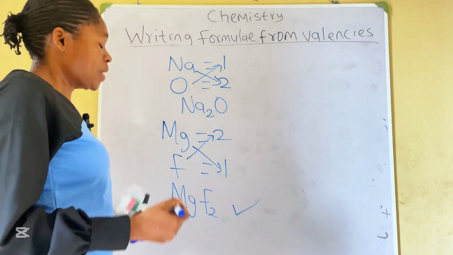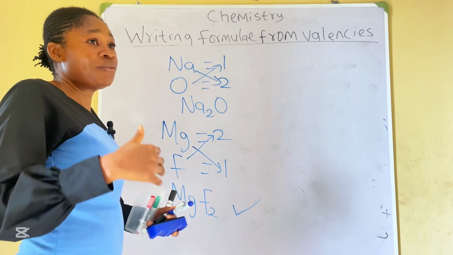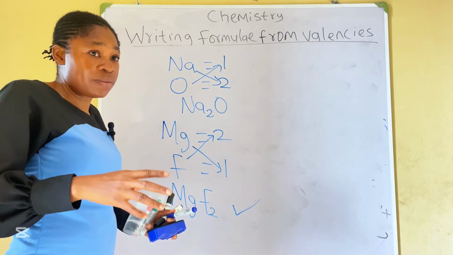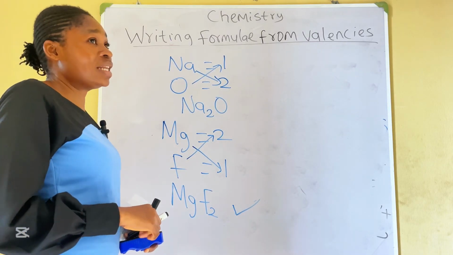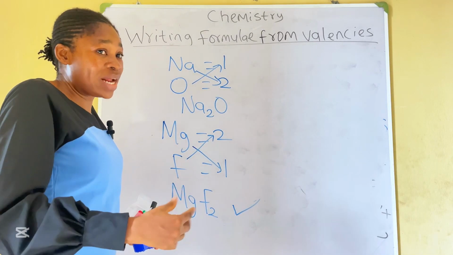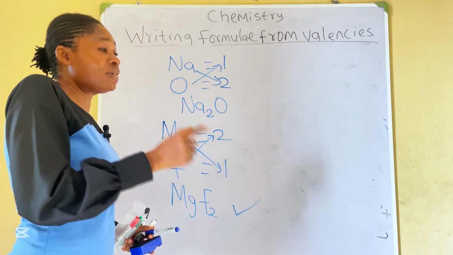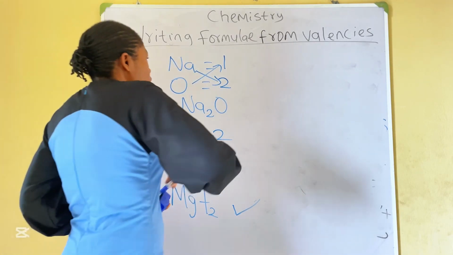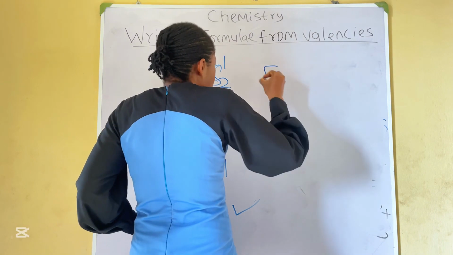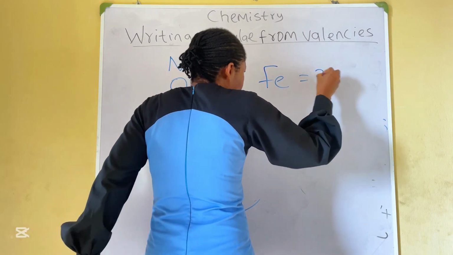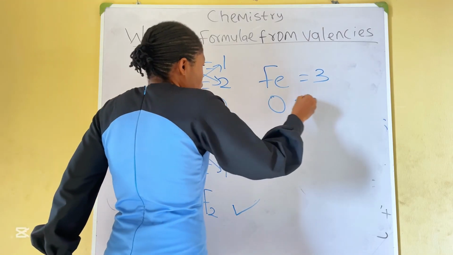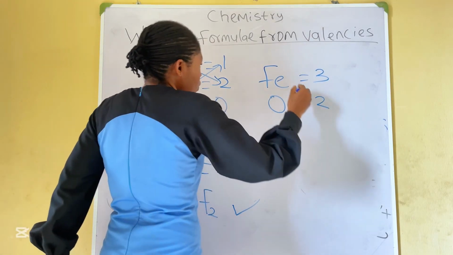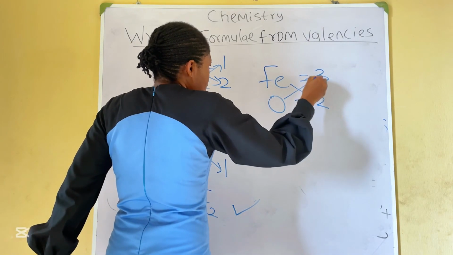Let's look at iron 3 oxide. Iron 3. Remember, I told you that some metals have a variable oxidation number. So if you want to write it, the first time, iron 3. I thought iron has 2 or 3. So that 3 is the valency for the iron. So the symbol of iron is what? So that 3 there is the valency of what? Iron. So iron 3 oxide. Oxygen is always what? 2. Interchange. Interchange.